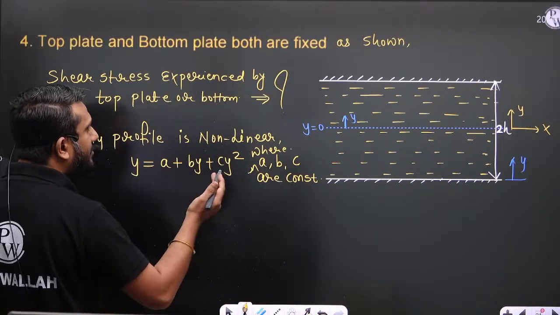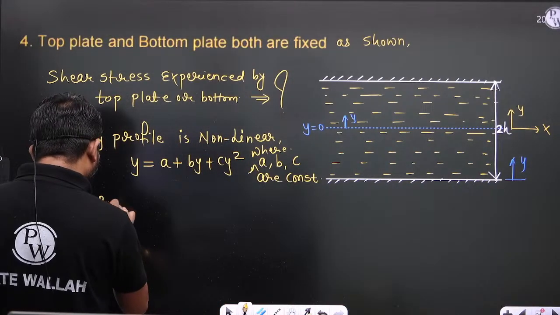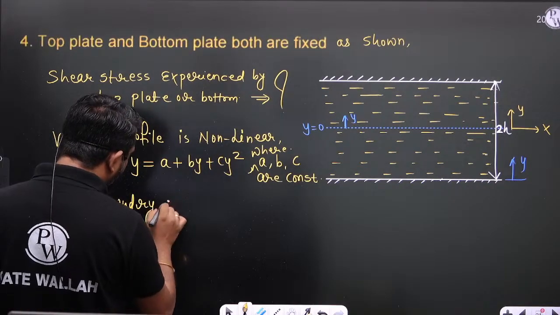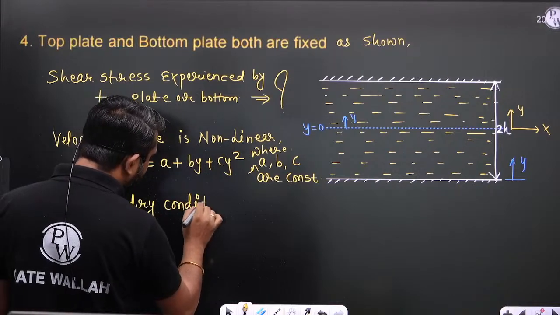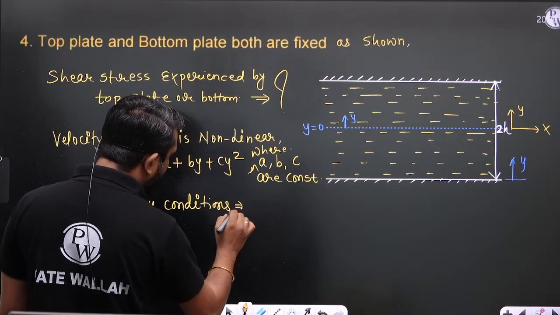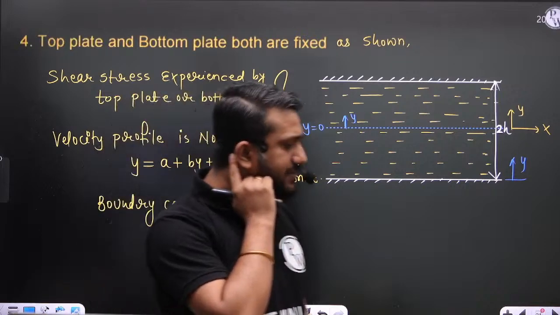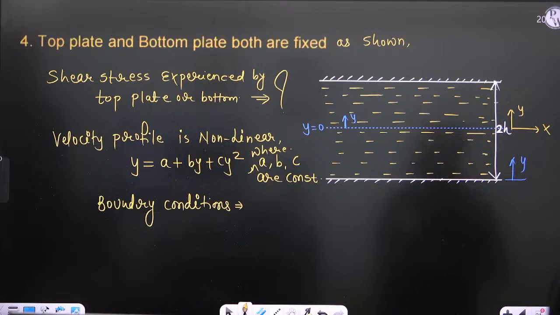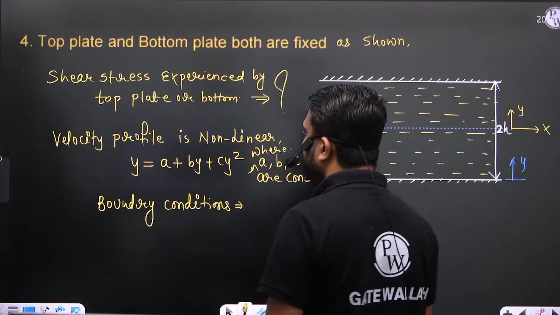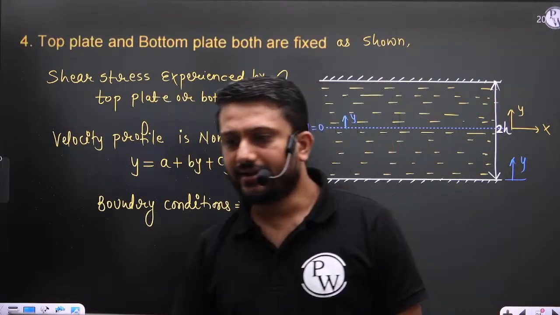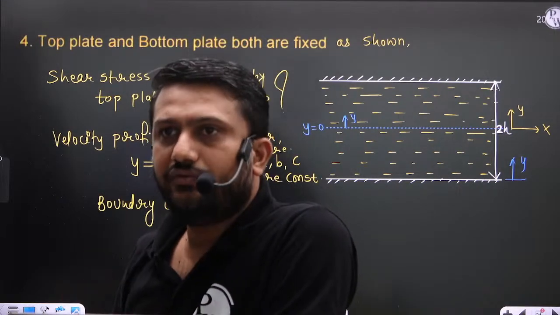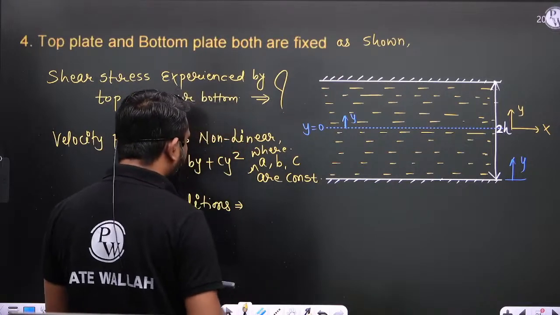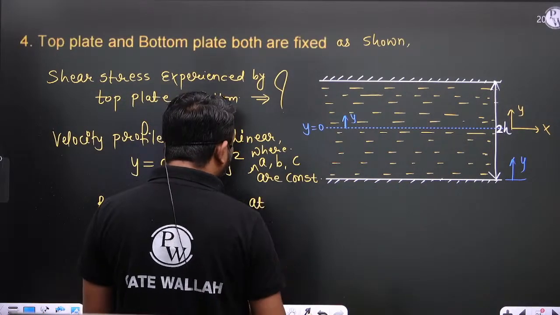So can anyone tell me what the boundary conditions are? How many boundary conditions are required? In this problem a, b, c are constants, so if I ask you how many boundary conditions are required, obviously 3 boundary conditions are required. Three constants, so we need three boundary conditions. What is the first boundary condition? Tell me, what is the first boundary condition?